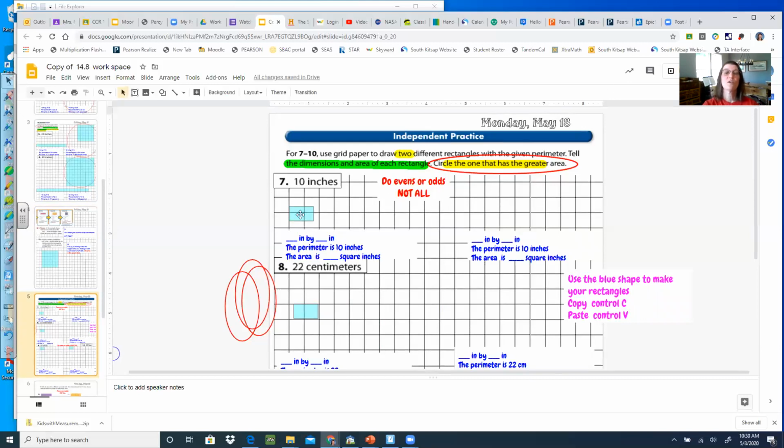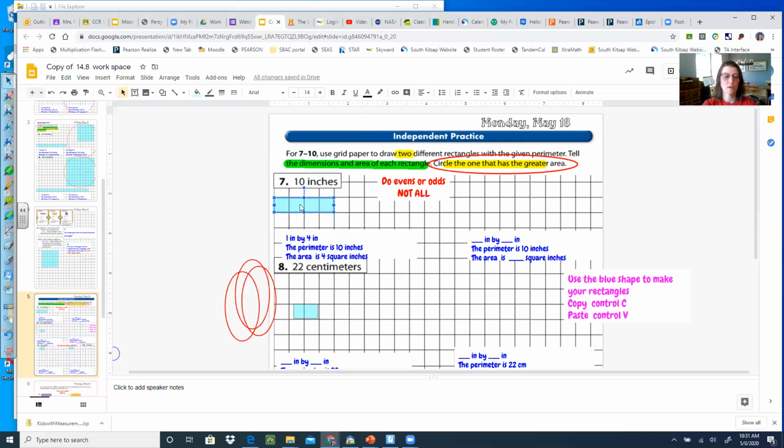So I want a perimeter of 10. Half of 10 is 5. So I need two of my sides to add to 5. 1, 2, 3, 4, 5. Let's double check. 1 plus 4 is 5. 1 plus 4 is 5. 5 plus 5 is 10. So this is a 1 by 4. And its area is 4.